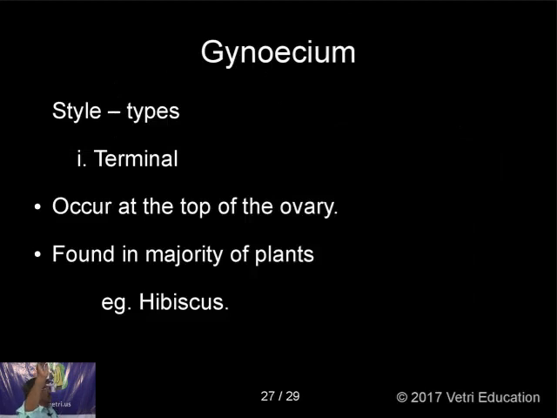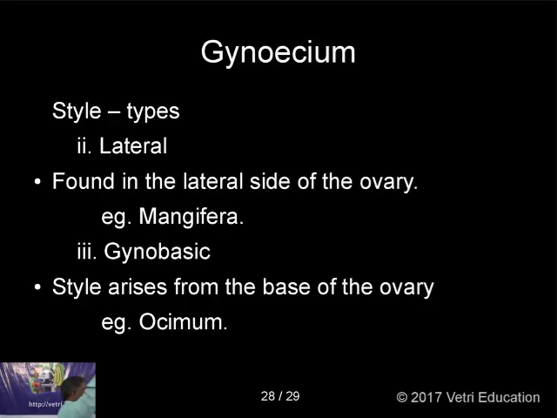The last one around this gynoecium is that you have to study the styles. The style is the part found above the ovary, and at the tip you find the stigma. Styles are of three types. If it occurs at the top of the ovary, that is called a terminal style. In the majority of plants you find the terminal style, like Hibiscus, Datura, etc. And the second one: if the style is found on the lateral side of the ovary, that is called a lateral style, example Mangifera.